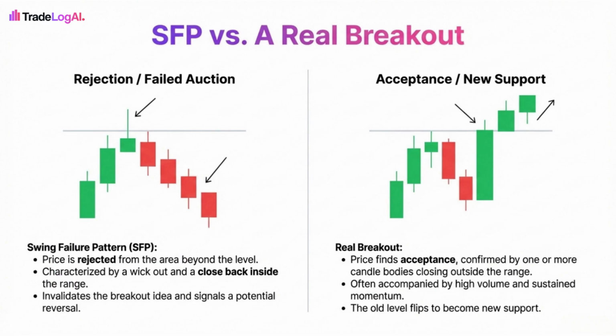Do not confuse rejection with acceptance. In an SFP, price is rejected beyond the level and closes back inside. Failed auction. In a real breakout, price finds acceptance. Candle bodies close outside the range, momentum holds, and the old level often flips into new support or resistance. The difference is not emotion. It's where price closes and whether it holds.